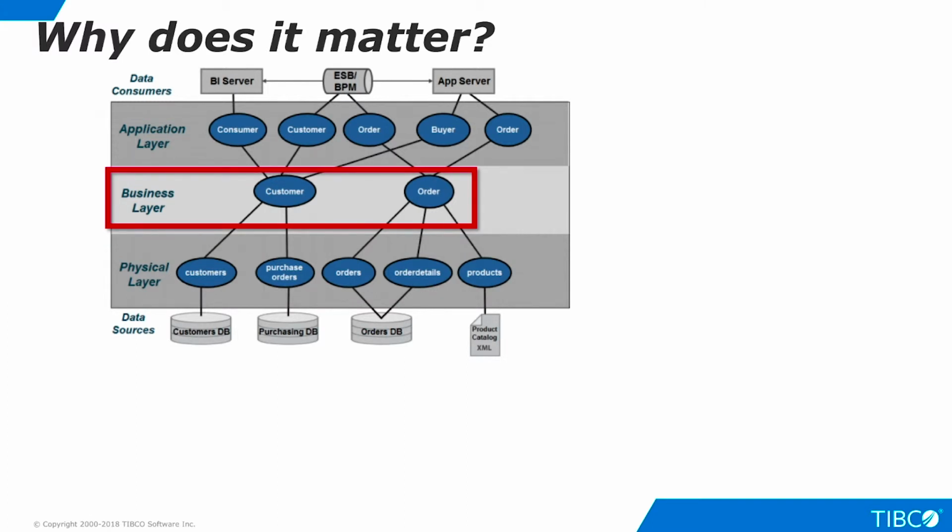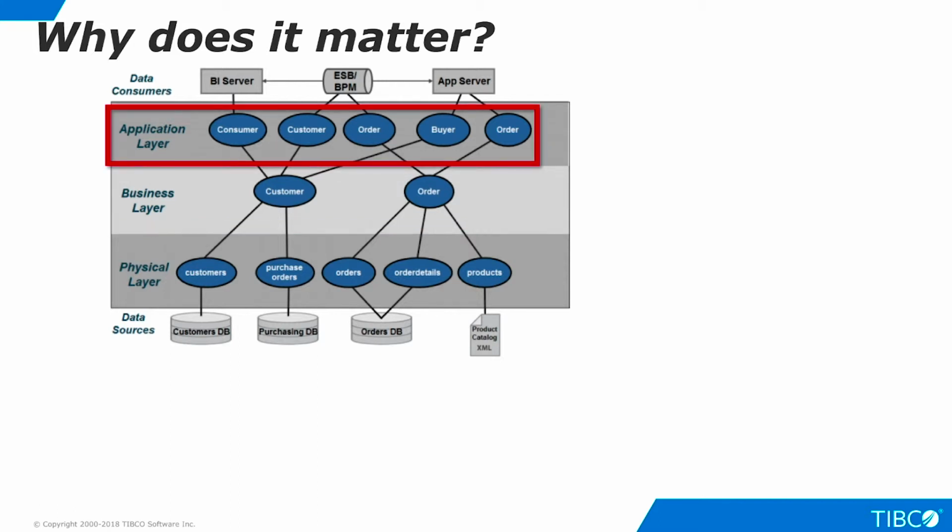Reuse at the business layer is perhaps even more important. Since these coarse-grained canonical objects represent a single version of enterprise truth, they can be leveraged to provide consistent results across many projects, while also reducing development effort for each individual project. Development work that only applies to a single project can be isolated at the application layer, ensuring that the business and physical layers are dedicated to reusable artifacts.